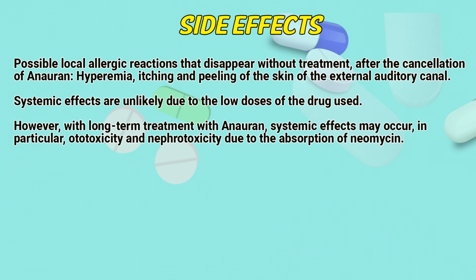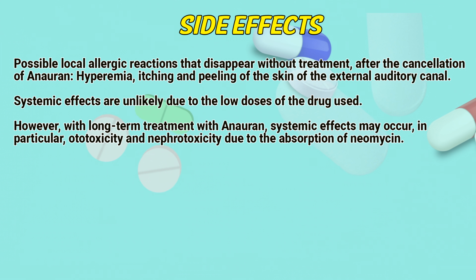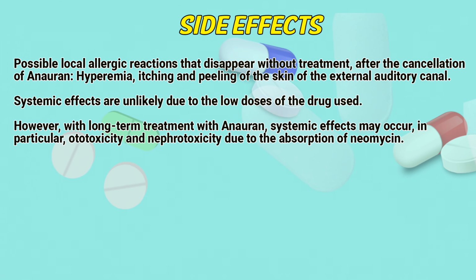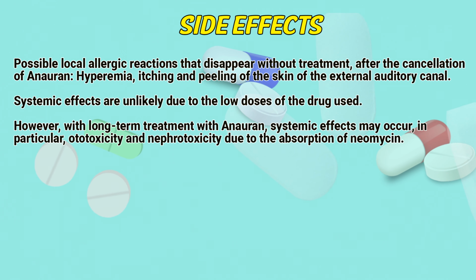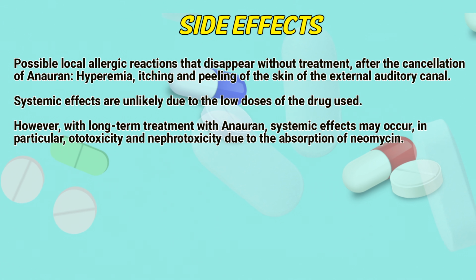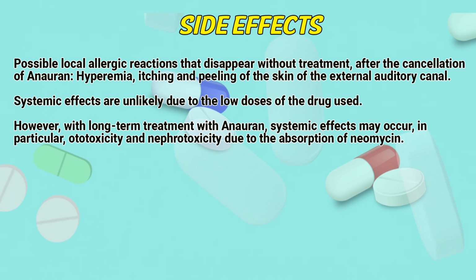Side effects: possible local allergic reactions that disappear without treatment after the cancellation of Anauran, hyperemia, itching and peeling of the skin of the external auditory canal. Systemic effects are unlikely due to the low doses of the drug used.